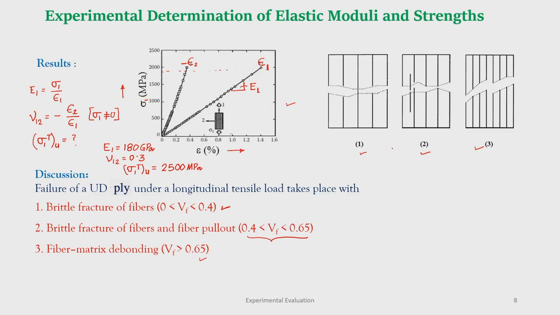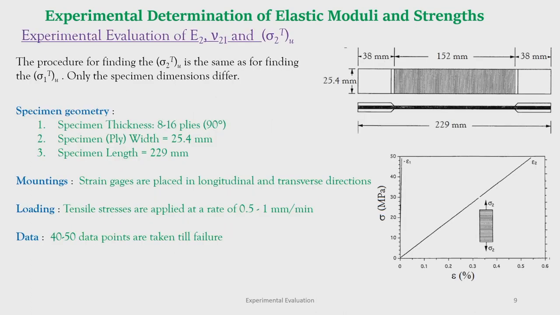So, from a single test, we could obtain the longitudinal Young's modulus E 1, major Poisson's ratio nu 1 2, and the longitudinal tensile strength sigma 1 T u. Similarly, the transverse Young's modulus E 2, minor Poisson's ratio nu 2 1, and the transverse tensile strength sigma 2 T u could be obtained. The procedure is the same, but the specimen dimensions are a little bit different.